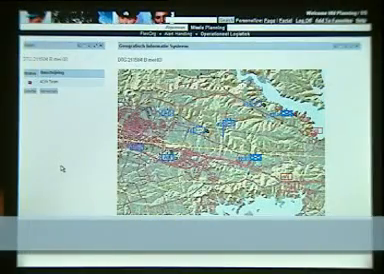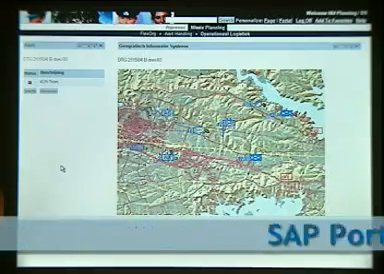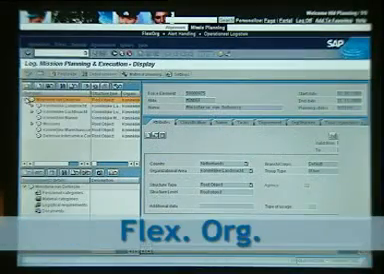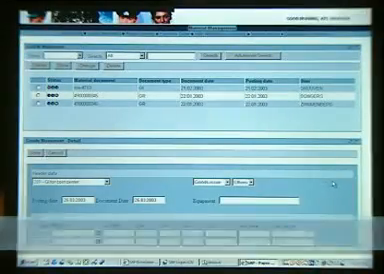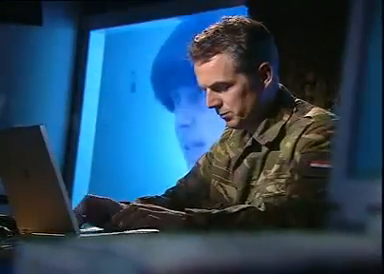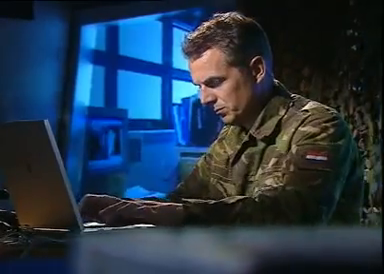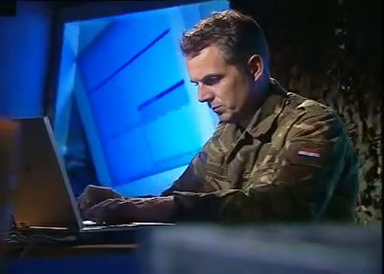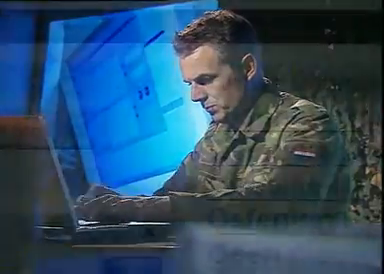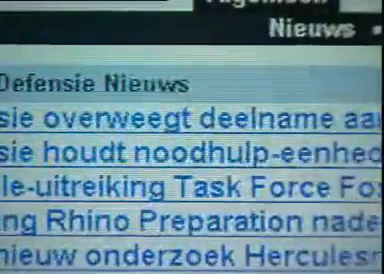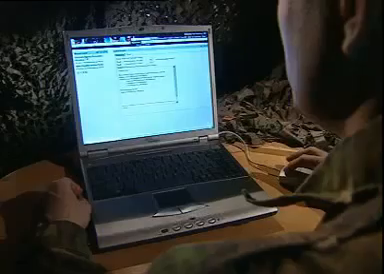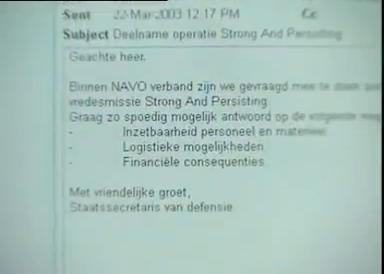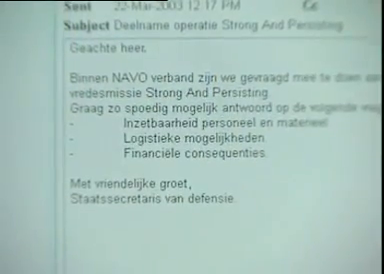SAP's responses to these are SAP Portal, FlexOrg, and Mobile Engine. How do these operate in practice? Dutch politicians ask the Ministry of Defense to take part in an international operation. A rapid response is ordered. Defense planners therefore want immediate insight into the availability and readiness of personnel and equipment, the logistical possibilities, and the financial consequences of all this.